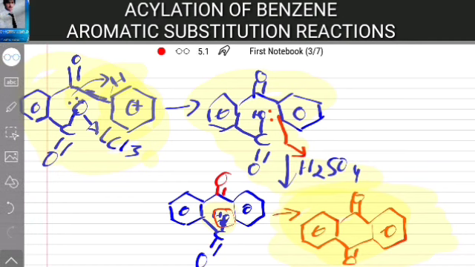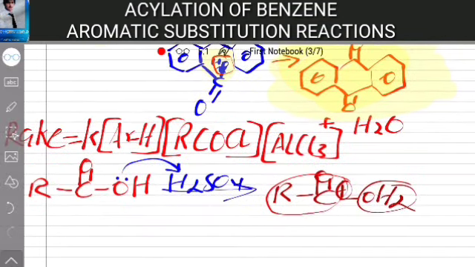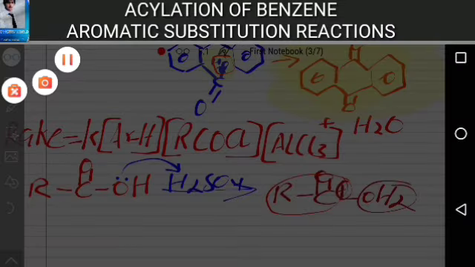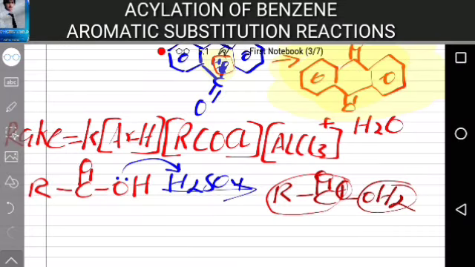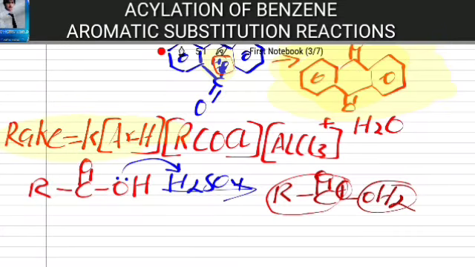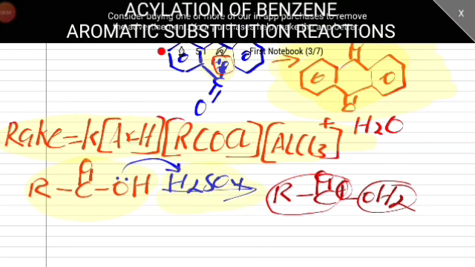Further, we discussed the rate, which is rate equal to K, AR, C double bond OCl and AlCl3. Then we discussed that we can also use other reagents like RC double bond OH, but for this type of reagent we can use H2SO4 as a catalyst and we can get our electrophile.